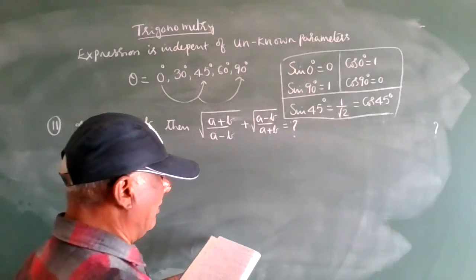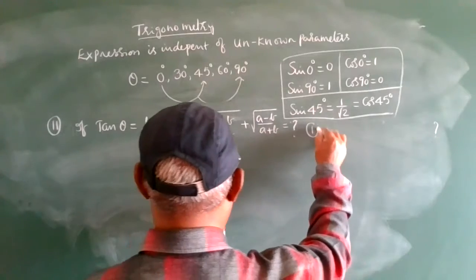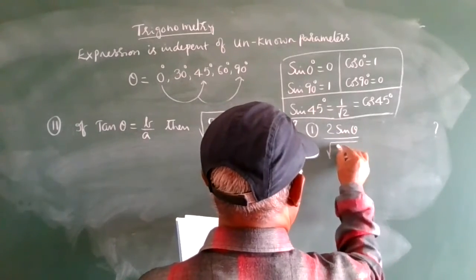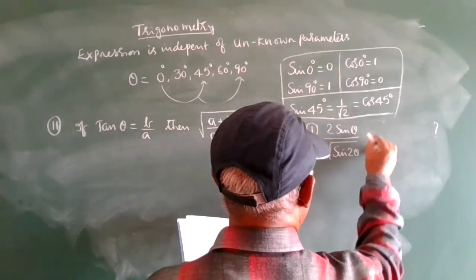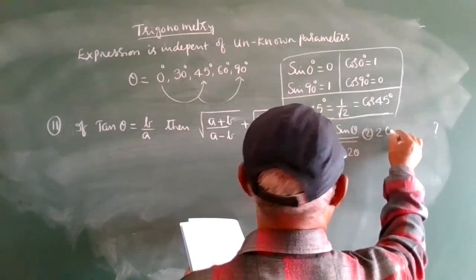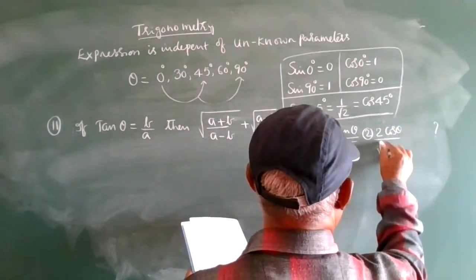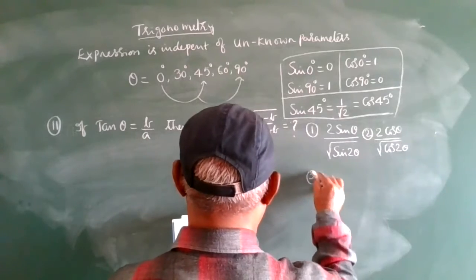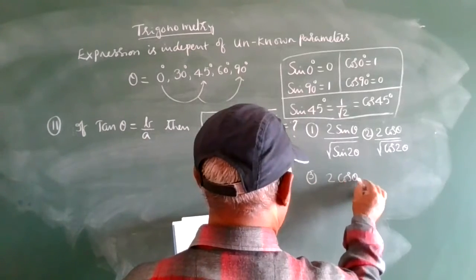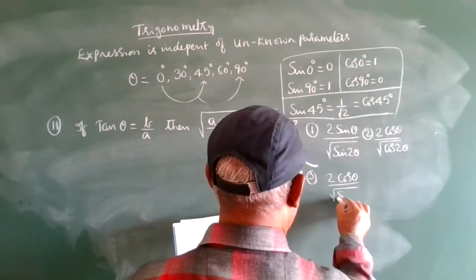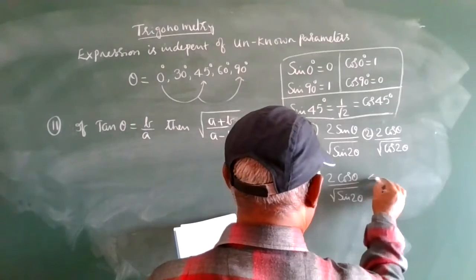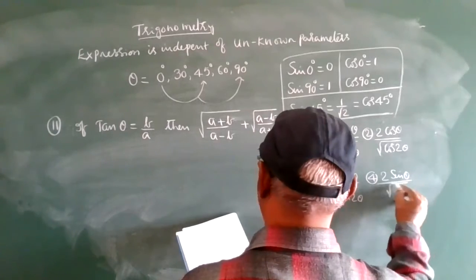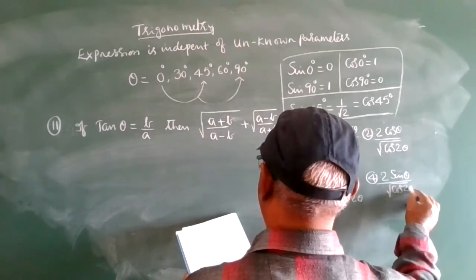Option C, everyone. The first option is 2 sine theta by root of sine 2 theta. The second option is 2 cos theta by root of cos 2 theta. The third option is 2 cos theta by root of sine 2 theta. The fourth option is 2 sine theta by root of cos 2 theta. These are the given options.